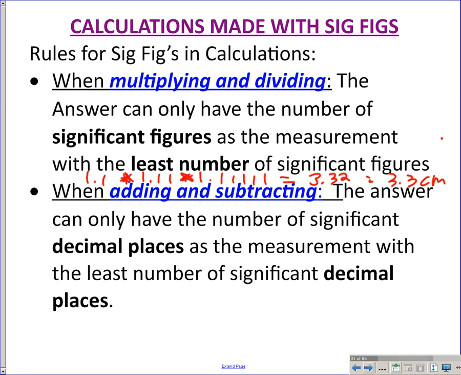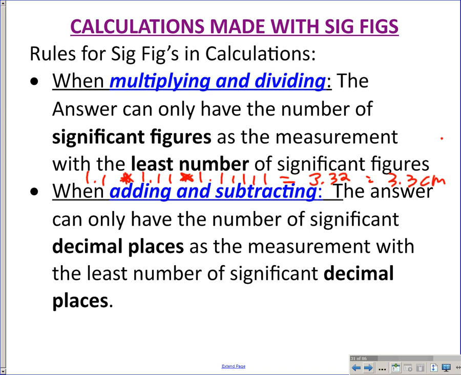All right, so that's what you do for multiplying. I added them again. That's cool. So if you multiplied them, it would be a different number. But multiplying and dividing, you count the weakest link, and you use that same number as your significant figure number in your final answer. For adding and subtracting, you don't count sig figs per se, you count decimal places.